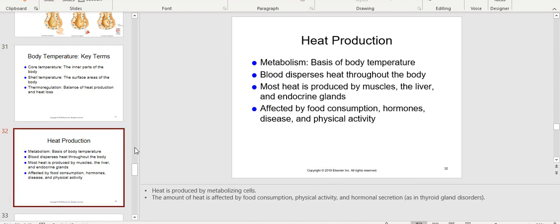Heat production, you guys know metabolism. It's all the chemical reactions going on in your body at the same time, which creates a certain body temperature. Blood disperses heat throughout the body. Most heat is produced by muscles, which we'll see more. The liver and the endocrine glands also produce heat. It's affected by food consumption, hormones, disease, and physical activity. The amount of heat is affected by all of these guys here. So interesting to know.